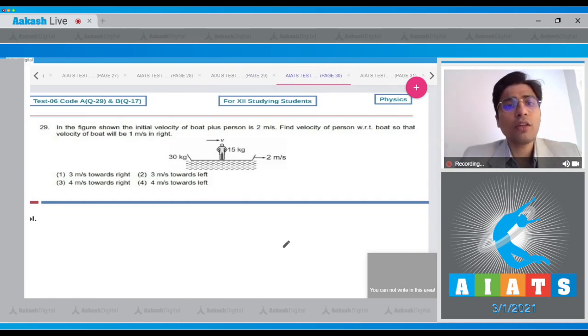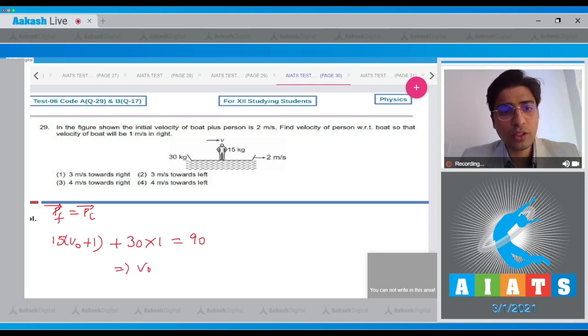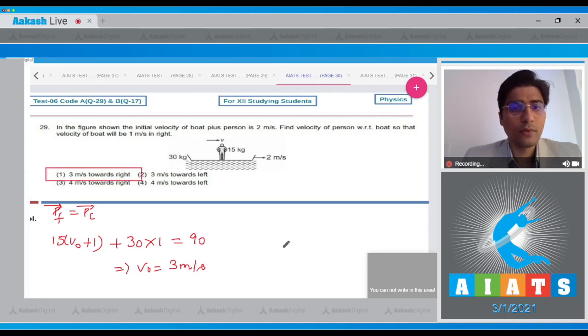Now let us move to question number 29. In this question, in the figure shown, the initial velocity of the boat plus person is 2. Find the velocity of the person with respect to boat so that the velocity of boat will be 1 meter per second to the right. Dear student, let the man move with a certain velocity. Now, as per the linear momentum conservation, the final momentum should be equal to the initial momentum. We can write down that 15 into (v0 plus 1) plus 30 into 1 will be equal to 90. Here 15 is the mass of the man and v0 is the velocity with respect to the boat. From this, v0 turns out to be equal to 3 meter per second, and hence the man moves with the speed 3 meter per second towards right.